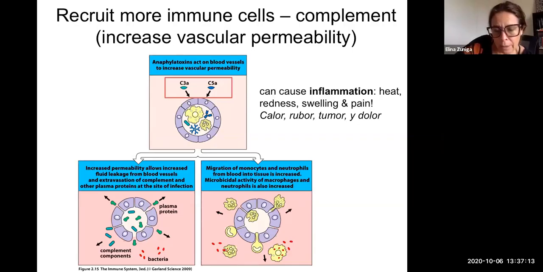Yeah. I think there are differences in how it is induced, but the dilation of blood vessels would always cause increased permeability. And we will learn that not only C3a and C5a cause this, but there are other factors like TNF-alpha, for example, that are cytokines that can also cause increased permeability and result in inflammation. Thank you.